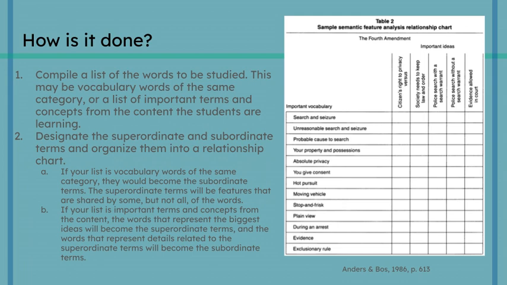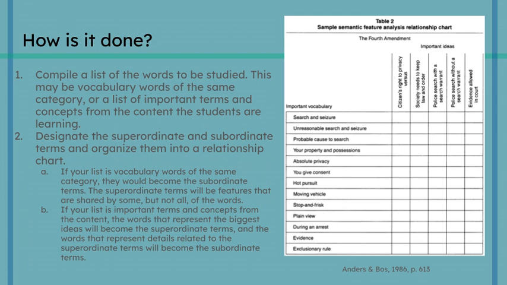So, how's it done? Well, first, the teacher compiles a list of the words to be studied. And in order to compile this list for a content area topic, the teacher has to complete a content analysis. Basically, that's a process in which the teacher determines which ideas are relevant to an overall understanding of the content and which are isolated details that can be deleted.